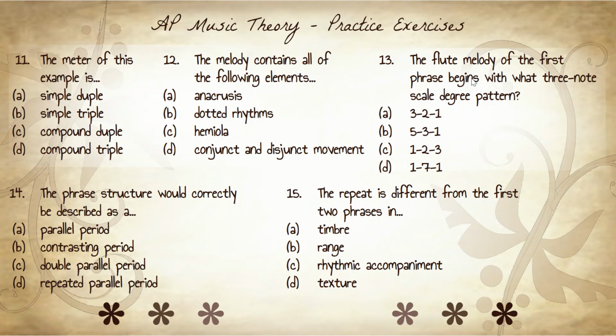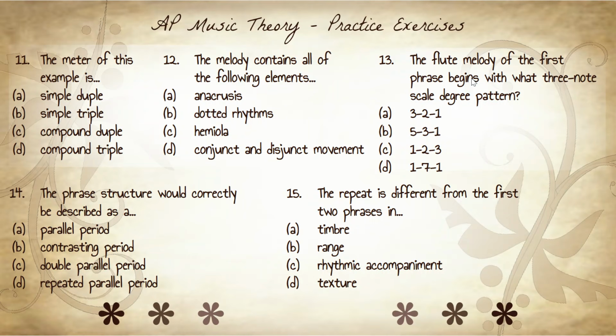Question 11. The meter of this example is in A, simple duple, B, simple triple, C, compound duple, or D, compound triple. The note says, tap your foot or tap the beat on your leg or hand if it cannot be out loud. But most important, listen for the subdivision of the beat. Sing eighth notes to yourself under the beat or sing triplets to confirm simple or compound.